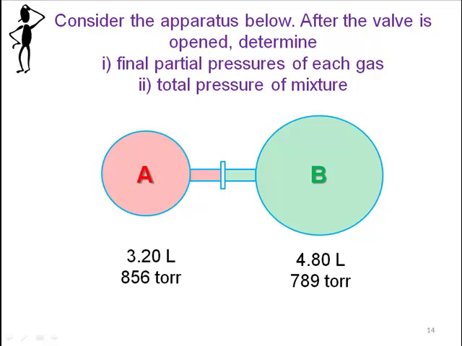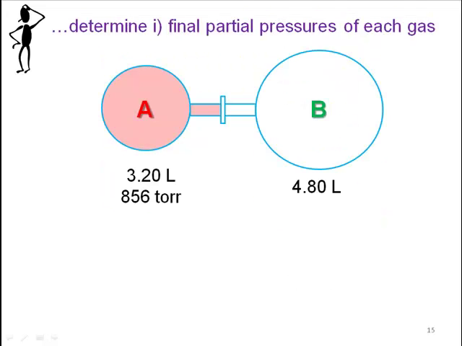Volume. Pressure and volume. So we've got pressure and volume. What's one thing it doesn't tell us about? Temperature. We can assume the temperature stays the same. So if we know pressure, we know volume, we know temperature stays the same, if we use PV equals nRT, we can solve for the number of moles.